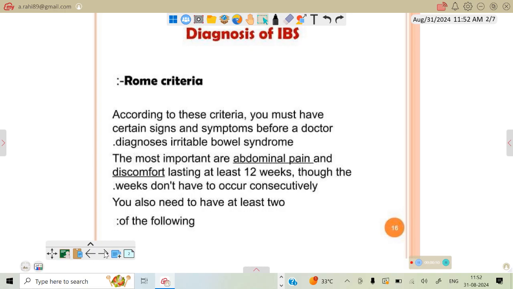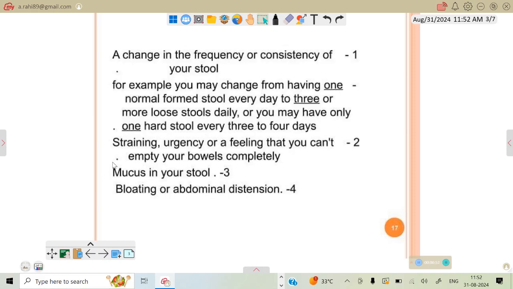And there are some diagnostic criteria, like a change in the frequency or consistency of your stool. You may have normal stool, or sometimes watery stools, sometimes loose stools, sometimes hard stools, or urgency, or a feeling of not emptying your bowels completely, mucus in the stool, bloating, and abdominal distension.